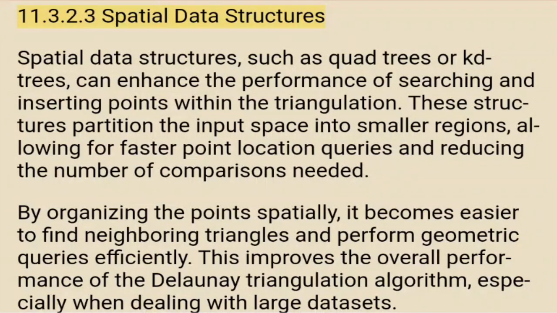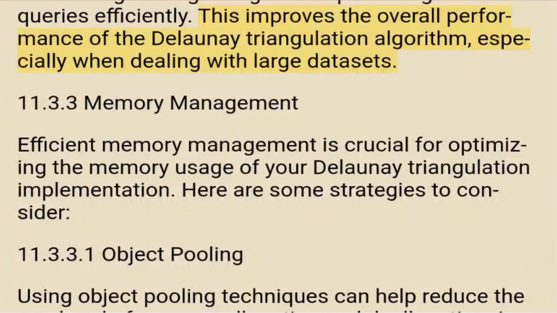11.3.2.3 Spatial data structures. Spatial data structures, such as quad trees or KD trees, can enhance the performance of searching and inserting points within the triangulation. These structures partition the input space into smaller regions, allowing for faster point location queries and reducing the number of comparisons needed. By organizing the points spatially, it becomes easier to find neighboring triangles and perform geometric queries efficiently. This improves the overall performance of the Delaunay triangulation algorithm, especially when dealing with large datasets.